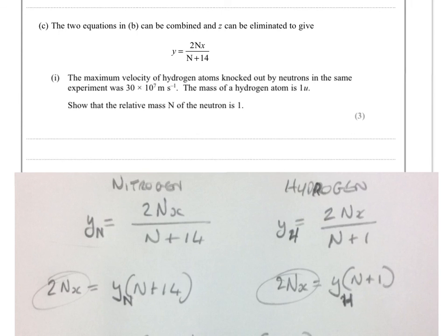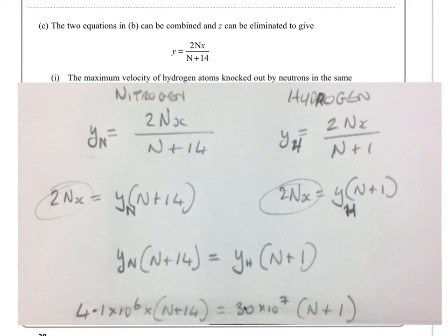So we write this equation out for both cases. In one case where we're knocking out nitrogen, and the other case where we're knocking out hydrogen. So y for nitrogen is going to be 2nx over n plus 14, the 14 corresponding to the nitrogen. And for hydrogen, it's going to correspond to 2nx over n plus 1 for the hydrogen. And so 2nx appears here both times. So the 2nx will equal y for the nitrogen times this, and 2nx will equal y for the hydrogen times this.